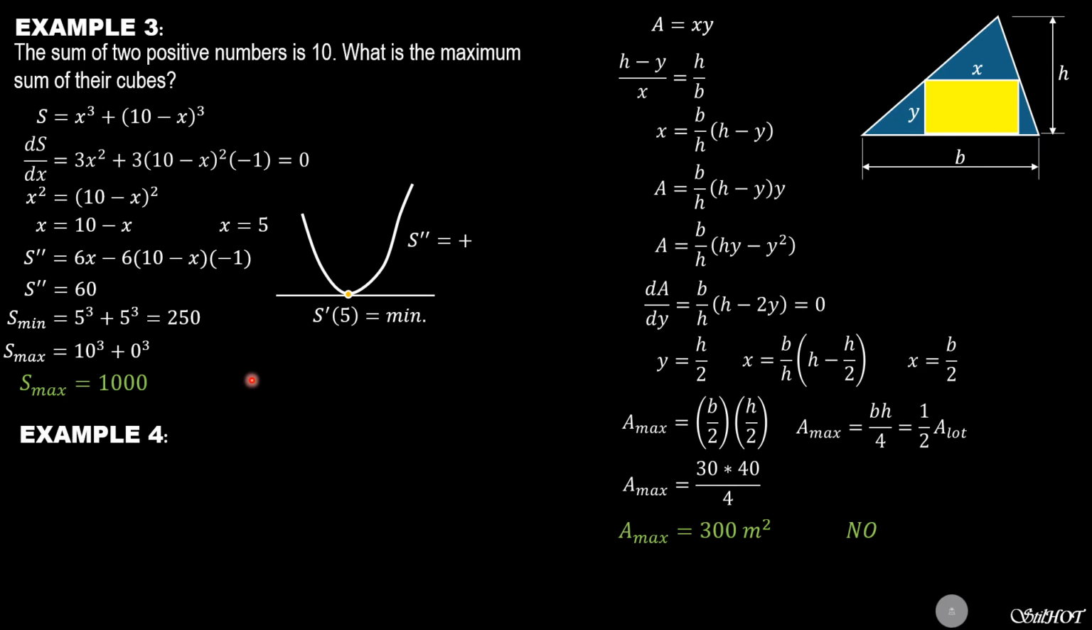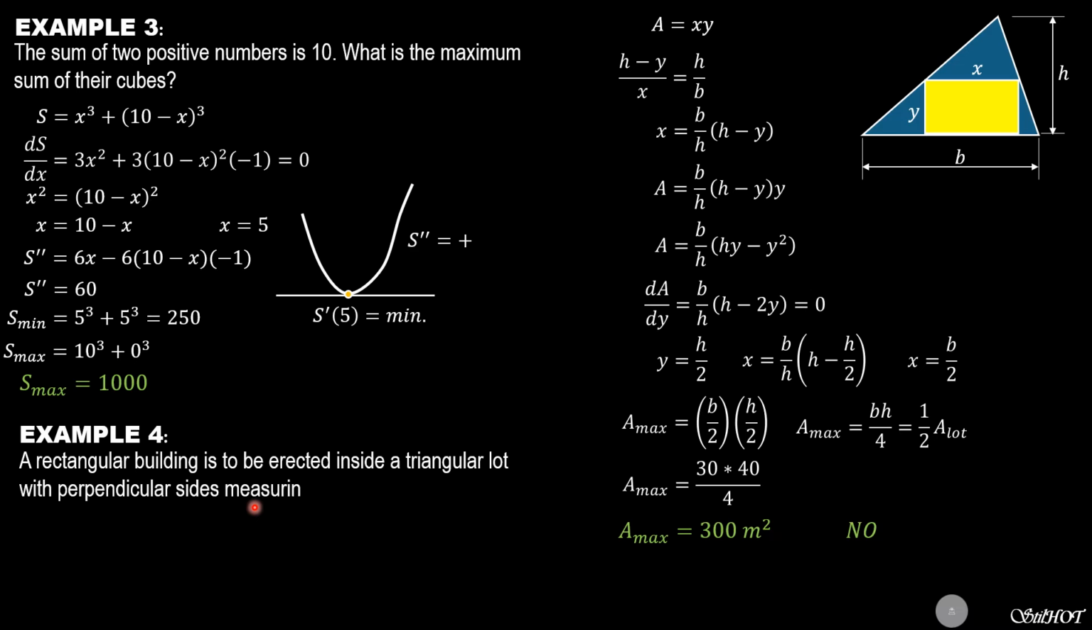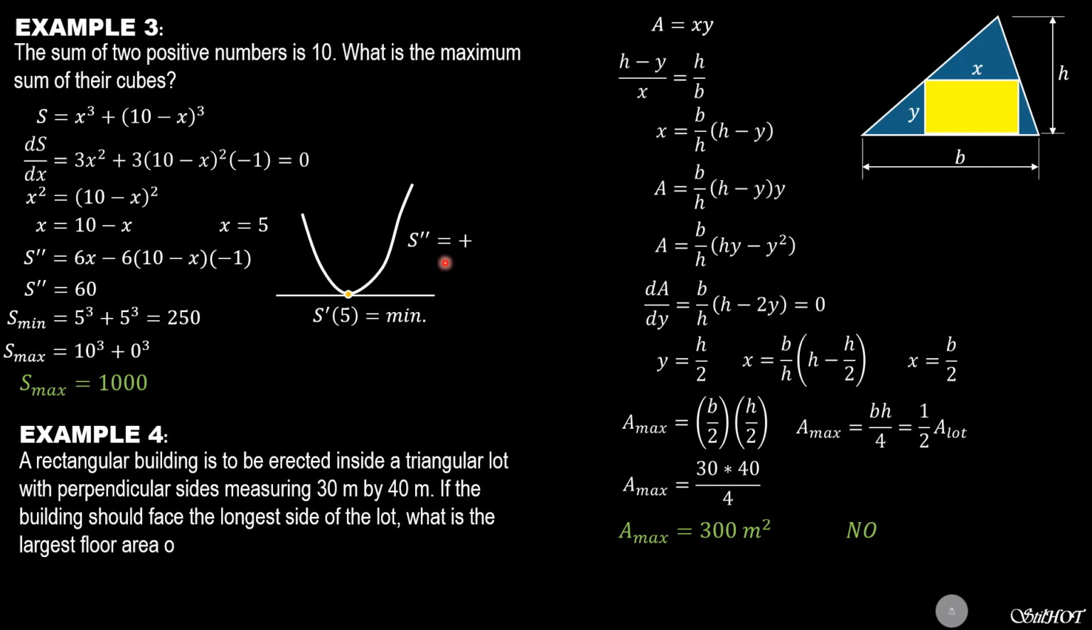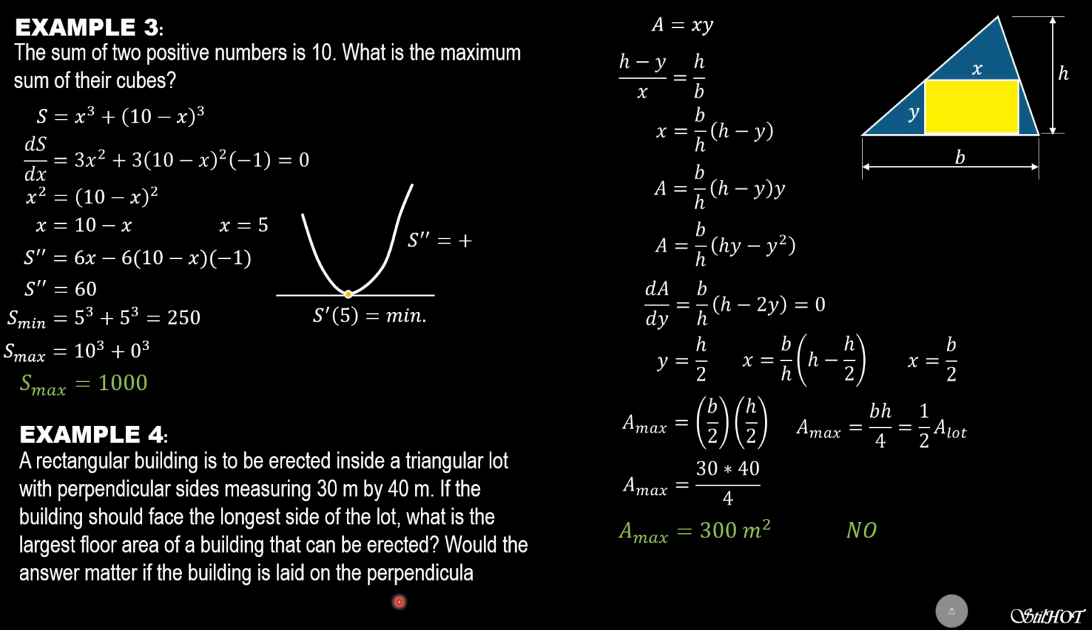Example 4. A rectangular building is to be erected inside a triangular lot with perpendicular sides measuring 30 by 40 meters. If the building should face the longest side of the lot, what is the largest floor area of a building that can be erected? Would the answer matter if the building is laid on the perpendicular sides of the lot?